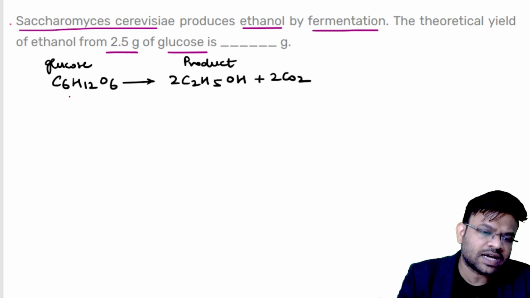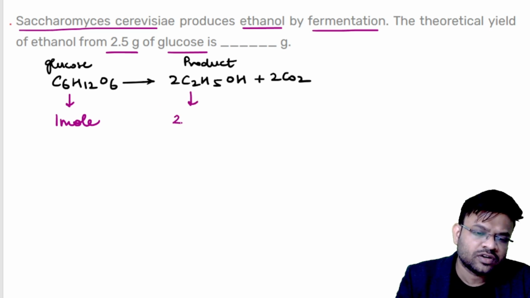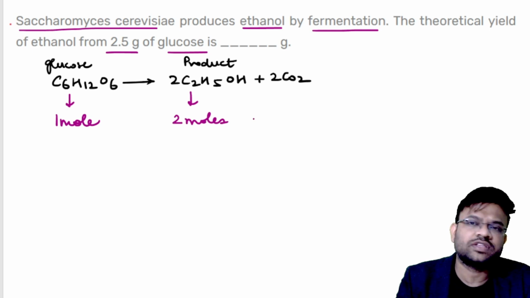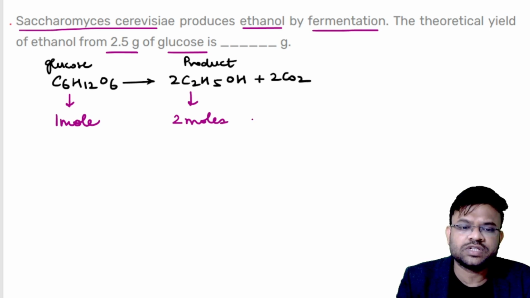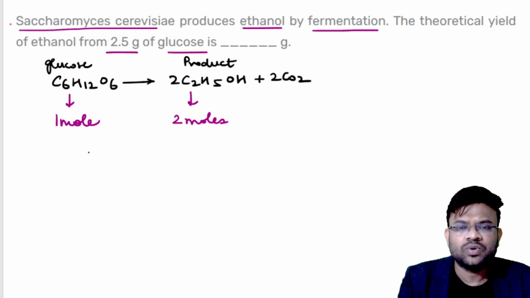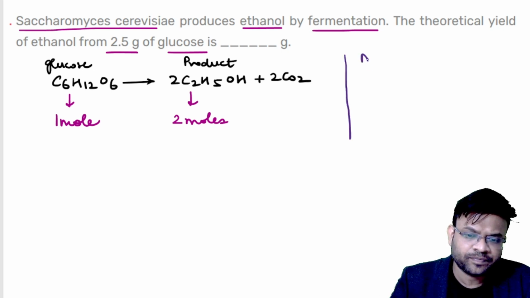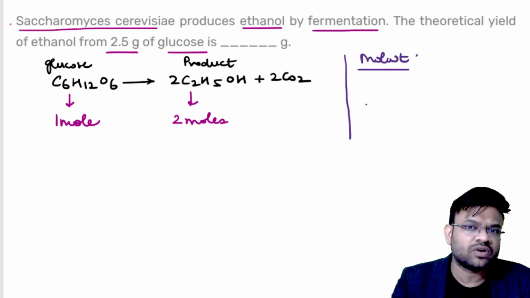Now over here you can see that this is 1 mole. That means 1 mole of glucose is forming 2 moles of ethanol. 1 mole of glucose is forming 2 moles of ethanol. Now, if you want to know what is the molecular weight of glucose that is present over here, we can calculate the molecular weight over here. Let me just quickly calculate the molecular weight. Obviously most of you would be knowing, but for those of you who are not aware how we can calculate it, I'm just doing it for you.